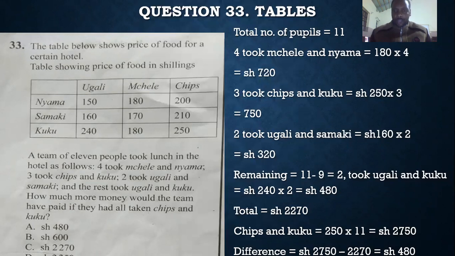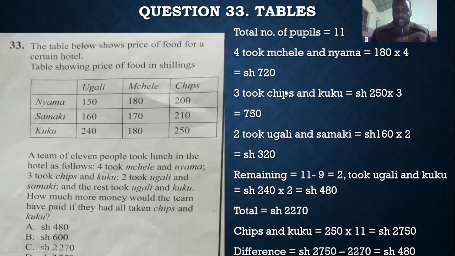So we are told the remaining, and when you see the word remaining, we have to take the 4, the 3, and the 2, put them together, we get 9. Then we subtract from the total number of people who were 11. 11 minus 9, we get 2. So the remaining are 2. They took ugali and kuku. And for ugali and kuku, you stand where ugali is, where kuku is, and you move down and across, we get 240. So the 2 paid 480.